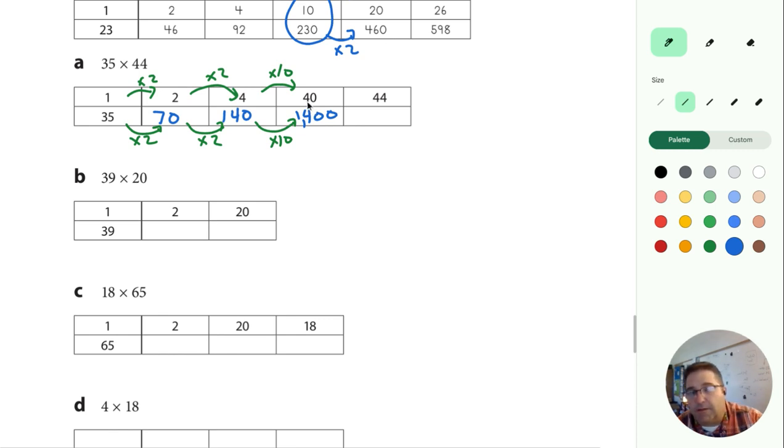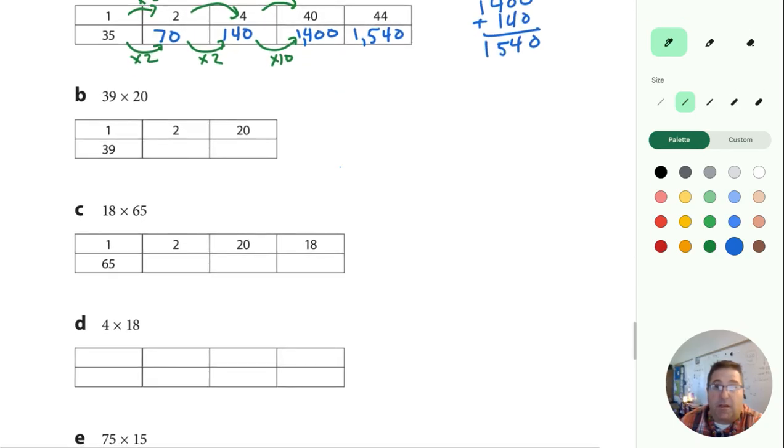So we know that 40 of them are that much, and then we already knew what 4 was, so we can just add these up, right? The 1,400 plus the 140, 0, 4, 5, and 1. So we got 1,540. So that's what we're thinking on that one. So again, just use what we know, to start, and then move along.